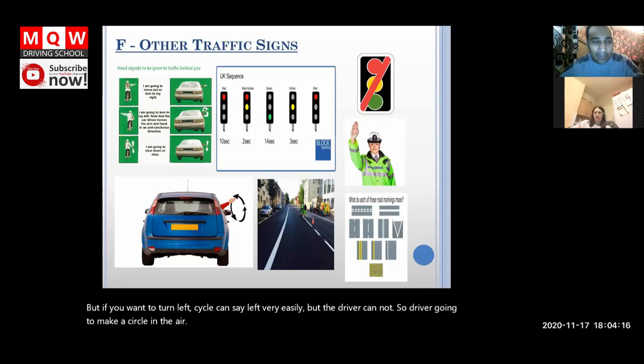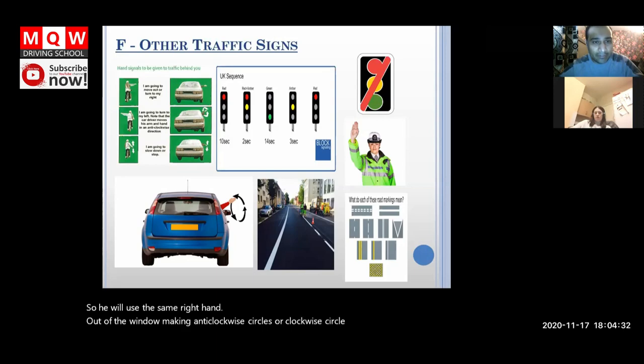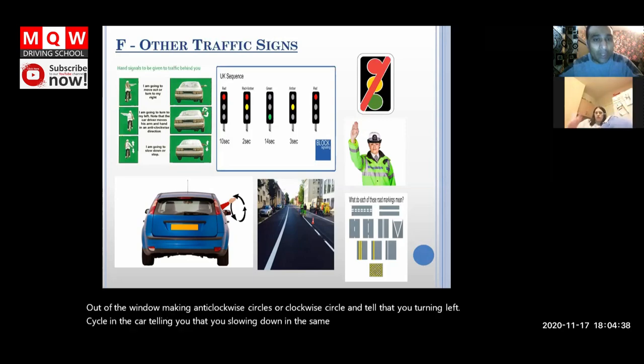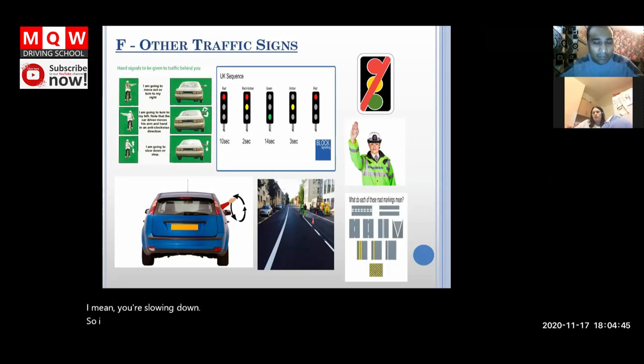This question can come in your test: how does the driver tell that he is turning left? He will use the same right hand out of the window, making anti-clockwise or clockwise circles, to tell that he's turning left. And the cyclist and the car tell you that they're slowing down in the same way, with the hand moving up and down. That means slowing down. I give this driver picture separately as well, showing how they tell they're turning left in the blue color car.